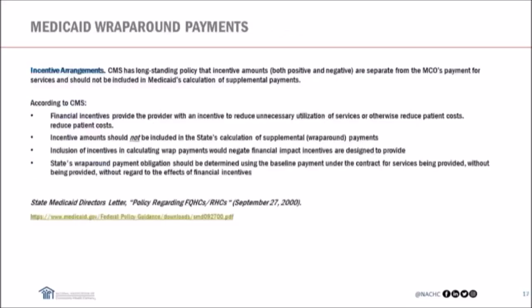A question that comes up in value-based payment arrangements is how does this work in the event that you get paid an incentive? Back in 2000, which is 20 years ago, CMS, the Centers for Medicare and Medicaid Services, came out with a policy that made clear that if an FQHC received additional payments from an MCO as incentives, so pay for performance incentives or some kind of risk-bearing methodology where they got extra money, the state could not use that extra money that the health center earned to offset the state's wraparound obligation.